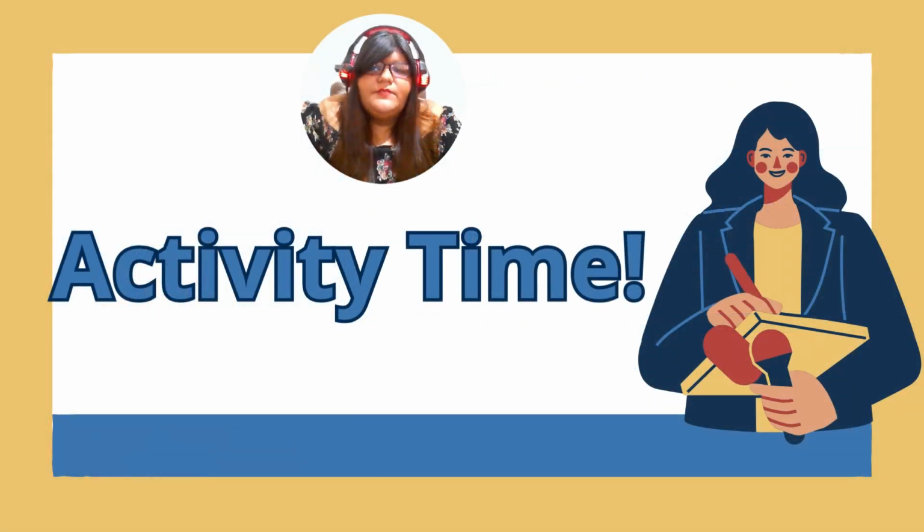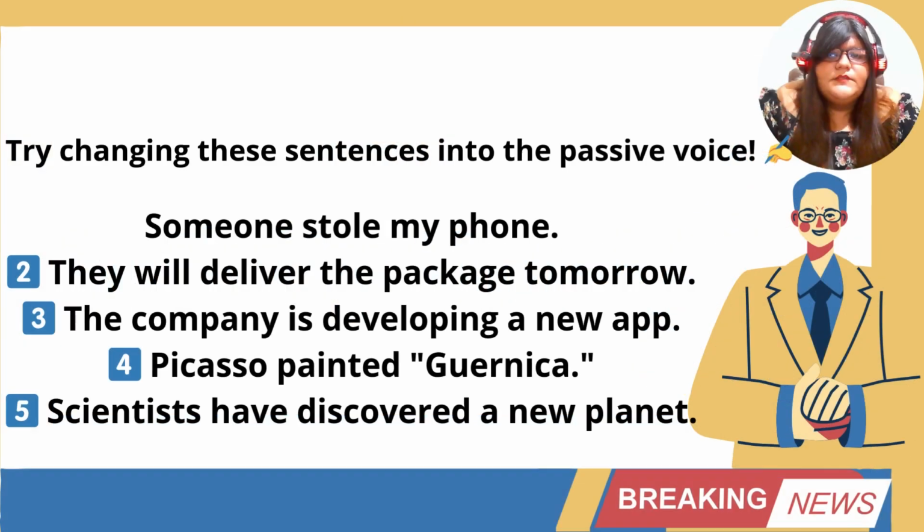Then we have here an activity time, guys. Don't be afraid. I'm 100% sure that you already know the answers. The exercise says try changing these sentences into the passive voice. Someone stole my phone. They will deliver the package tomorrow. The company is developing a new app. Picasso painted Guernica. What do you think, guys, is the right way to do these sentences in passive voice?